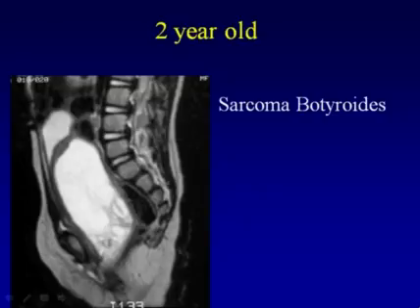Here's a 2-year-old with a Sarcoma Botryoides mimicking a hematometrocolpos. The key here is the age of the patient. Remember, with hematometrocolpos, you should see either a mass in the newborn period or at menarche. So the 2 years of age was more consistent with a rhabdomyosarcoma.